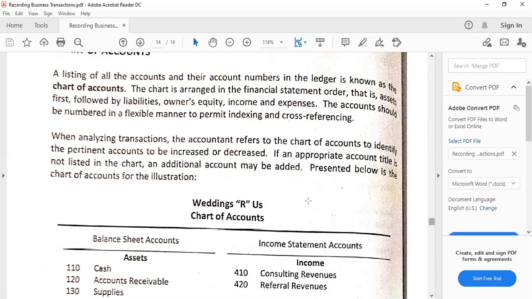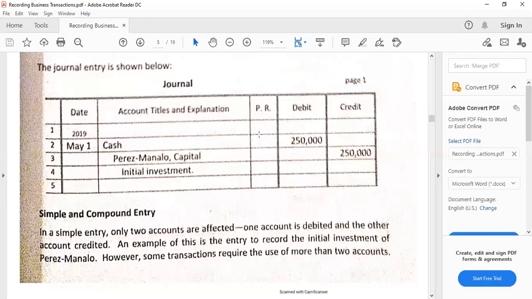Well, allow me to go back to that part so that we can visualize. All right, so here it is. We have here again PR, page reference or posting reference. So whatever is the code from the chart of accounts, this will have to be placed here. By the way, account titles and explanation also can have particulars. So some books will use particulars here, while PR could be folio.